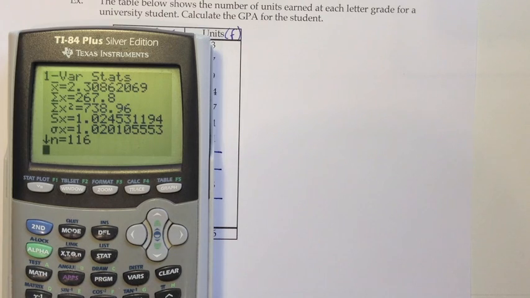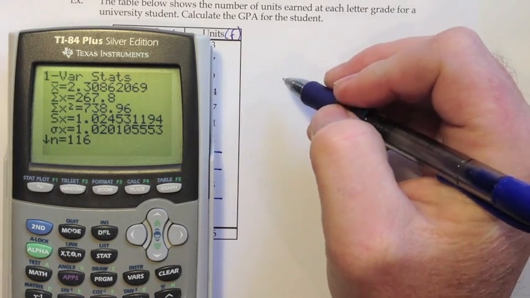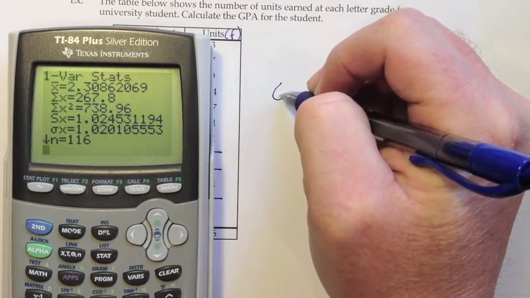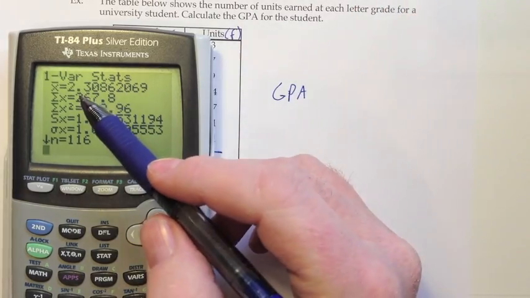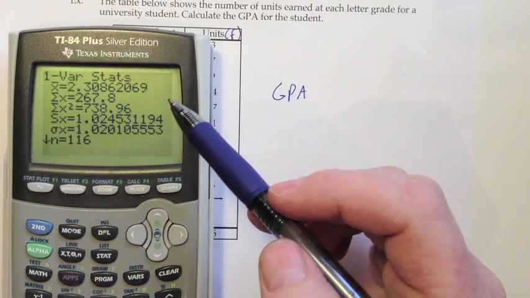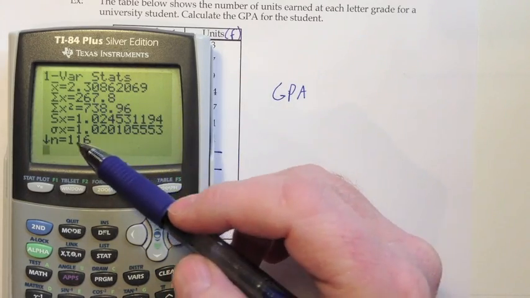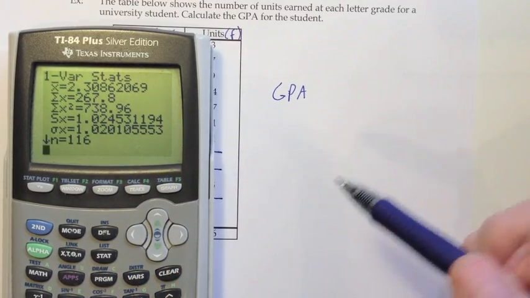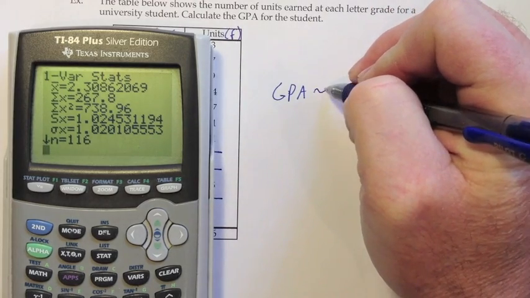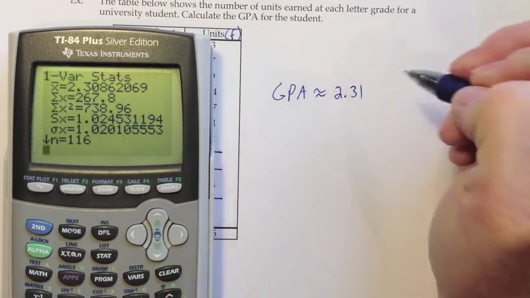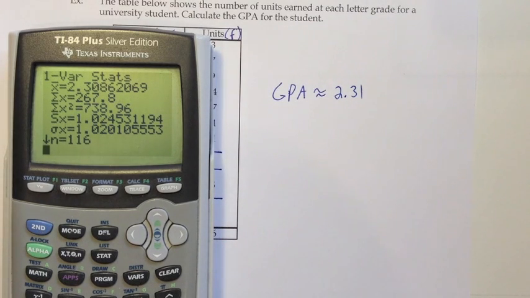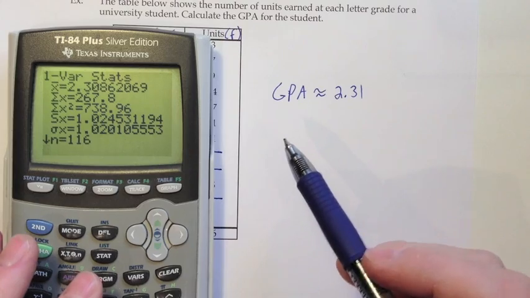It doesn't really matter that much when you're doing this computation though, because we're not going to call it mu or x bar, we're just going to call it the GPA. And it's going to be the average, and whether that's called x bar or mu, it came from adding up all the data dividing by the total number of units, which is 116. And so I'm going to say the GPA is approximately 2.31. And I'm putting 2 decimal places just because that's the standard that I'm used to seeing for GPA, so I think that makes sense.